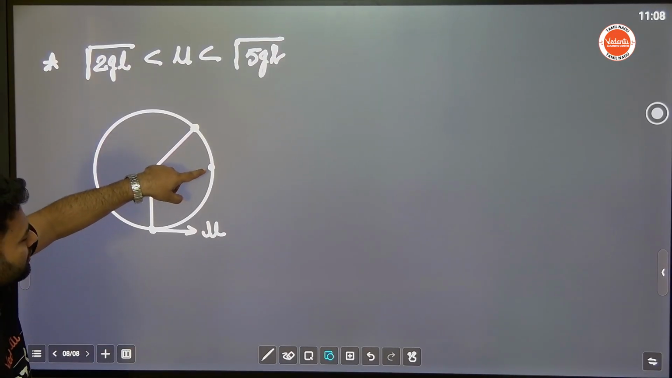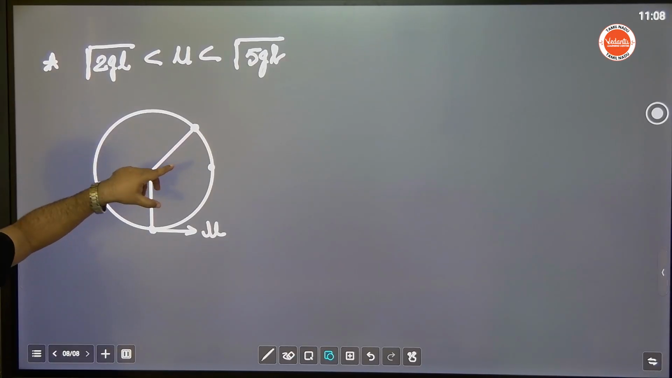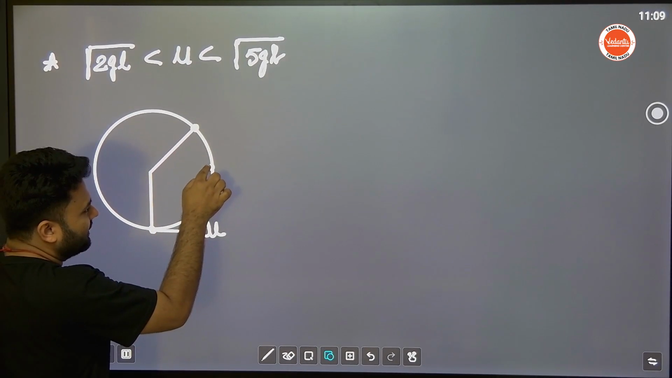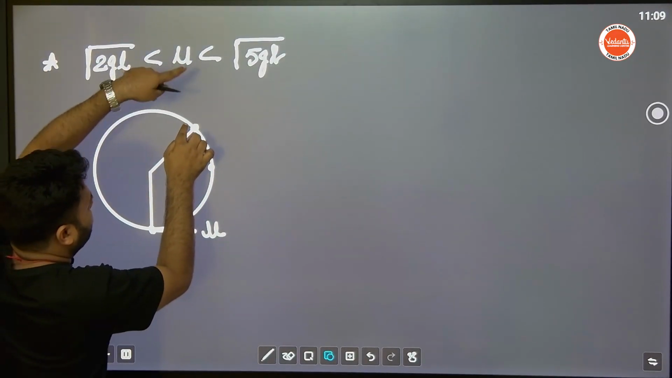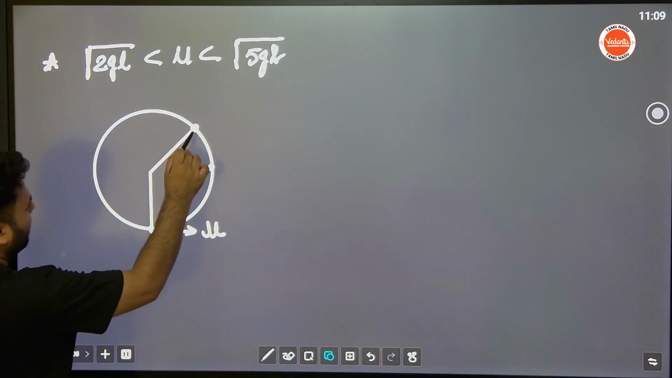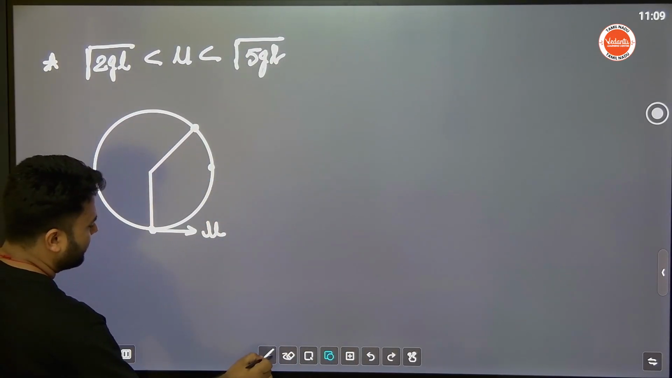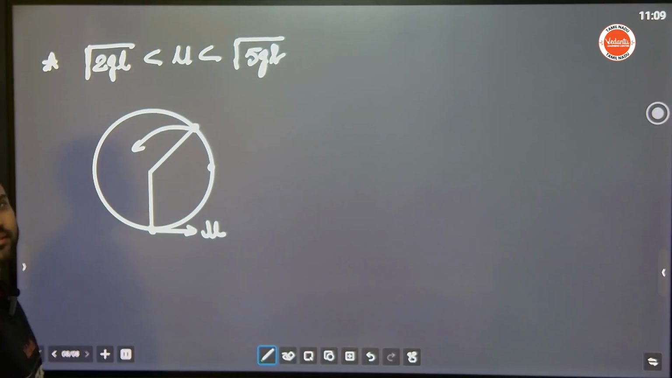So it will go above this height. This is root 2 GL height. Root 2 GL height means when the speed will be root 2 GL, the height it will achieve is here. The point it will achieve will be here. If you give it more than root 2 GL, it will move further. But you are giving less than root 5 GL, so it will not complete the circle. It will fall. So the string will become slack, and this ball will fall like this.